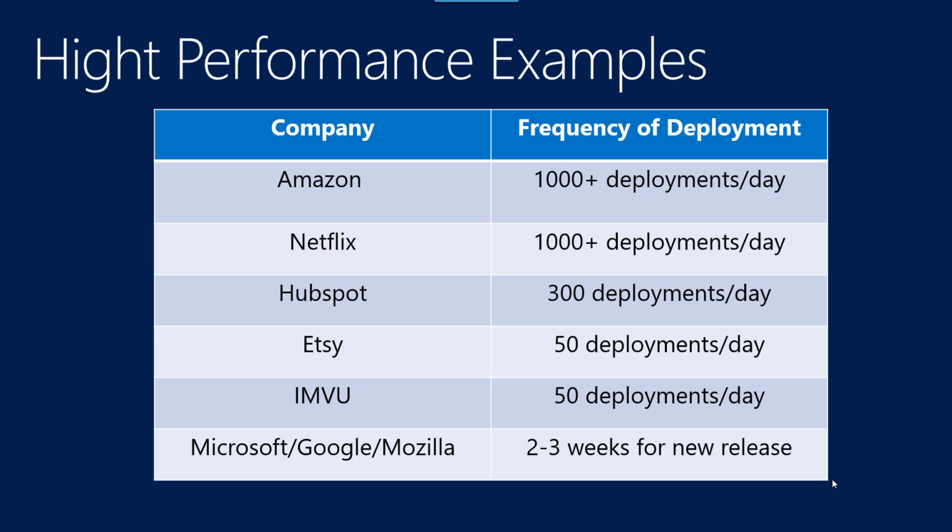Also here, there are some other examples. Amazon is not the only company. So we can see here by frequency of deployment, we have Amazon with more than 1,000 deployments per day. Netflix, the same. HubSpot, 300. Etsy, 50 deployments per day. IMVU, 50. Microsoft, Google, Mozilla, 2 to 3 weeks for a new release.